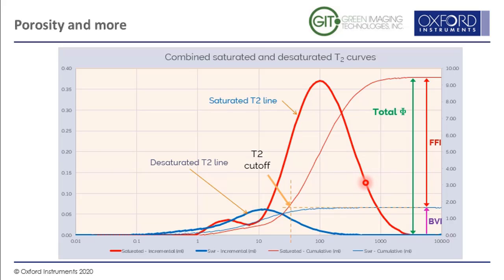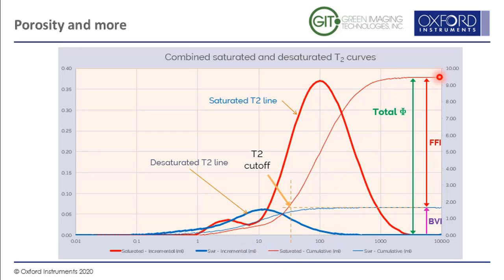You then remove the sample from the instrument, centrifuge it to irreducible water saturation, and rescan it. This time you get a trace like the blue one shown here, with the light blue line being simply the accumulation of this desaturated distribution. From these traces, we can now derive several important parameters of the core sample.